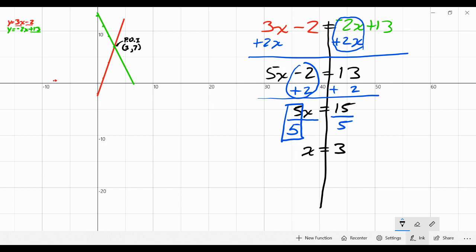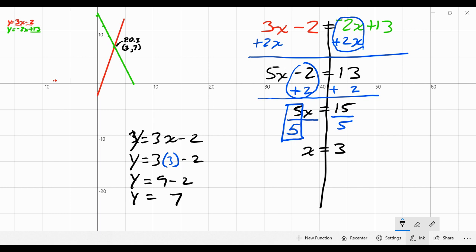So, I'm going to go right over here. I'm going to take my original equation, y equals 3x minus 2, but I don't want x. I now have a number or a value for x of 3. So I'm going to substitute that. Now I have y equals 9 minus 2, y equals 7.